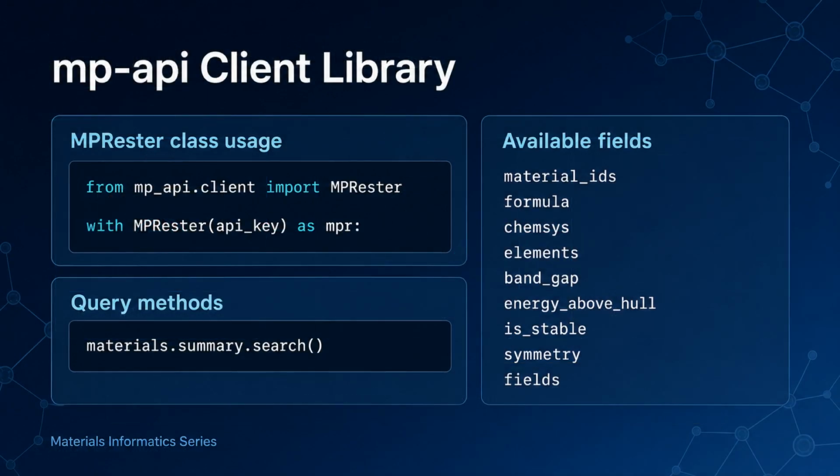Install the mp-api package using pip install mp-api. The main class is MPRester, which handles authentication and requests. Use the context manager pattern, with MPRester(API key) as mpr. The materials.summary.search method is your primary data retrieval tool, returning properties for matching materials.